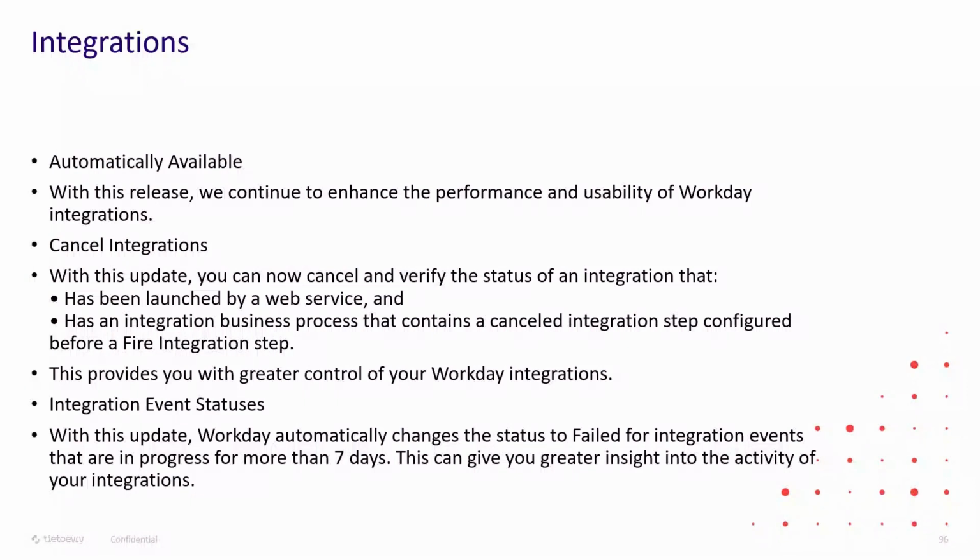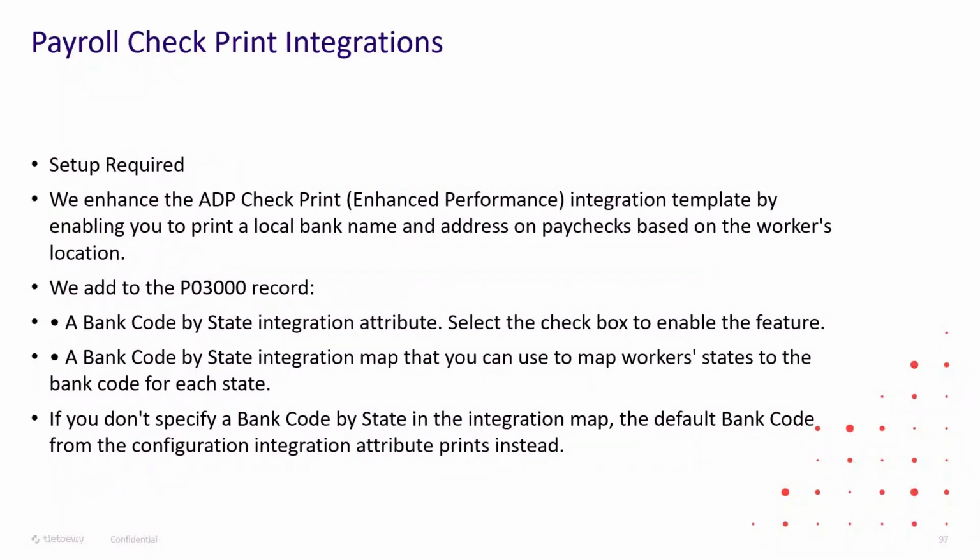Then we have something in payroll check print integrations. So in this ADP check print, it enables us to print a local bank name and address on paychecks based on the worker's location. And there has also been an addition in the P03000 record.